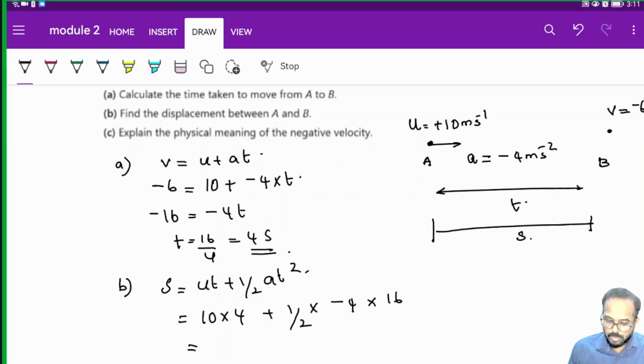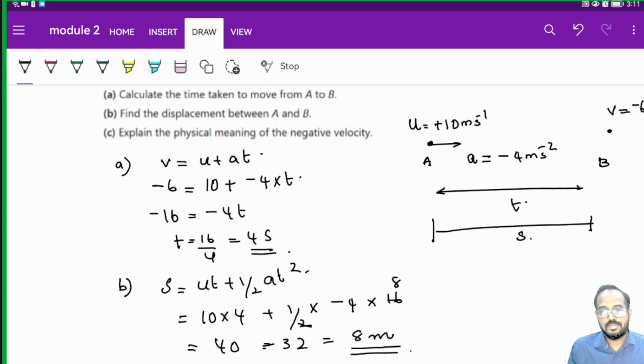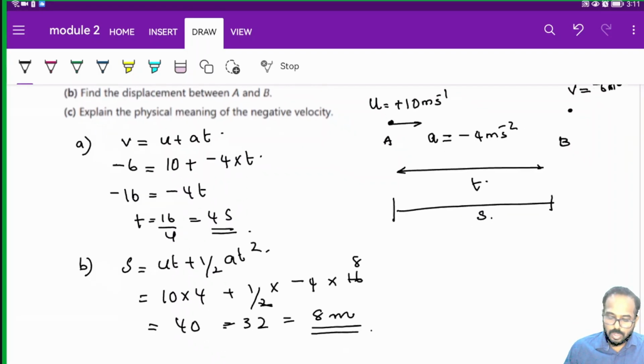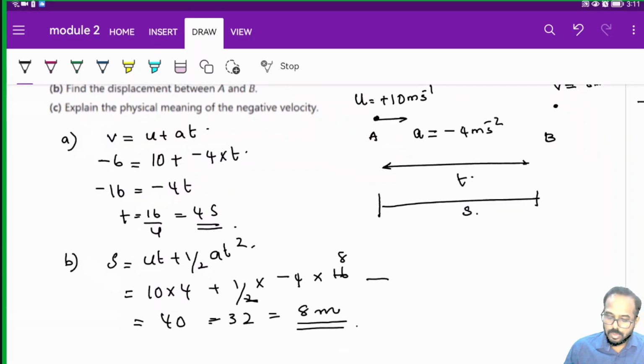You solve this one. 40 minus 32, which is equal to 8 meters. So simple. You got the second answer also. So we will check whether you can use the third equation also. So you can check whether the third equation is also possible, right?